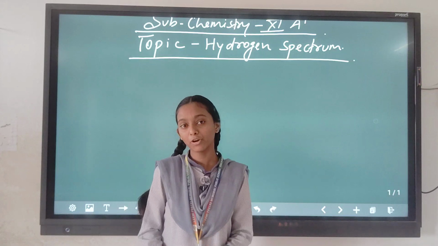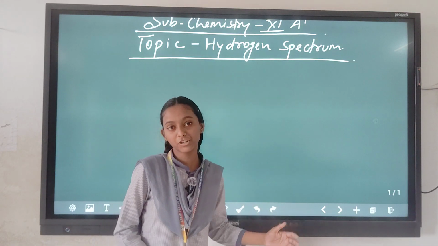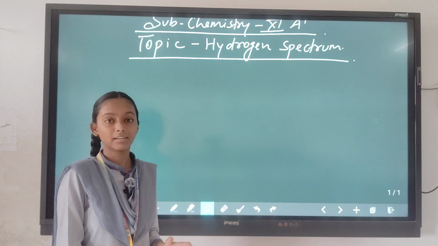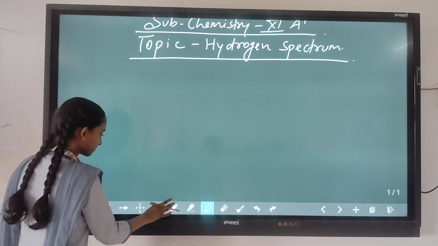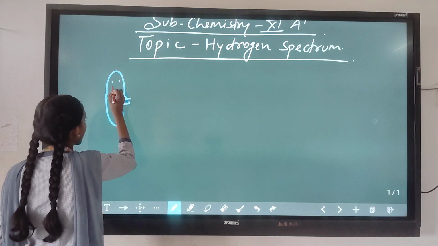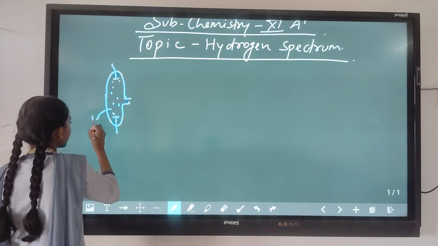Hydrogen spectrum. When an electric current is passed through a discharge tube at low pressure, radiations are emitted. When these radiations are passed through a prism, a large number of spectral lines are released on the photographic plate, like here. This is the discharge tube where the hydrogen gas is filled, and here the electric current is passed. This is hydrogen gas.